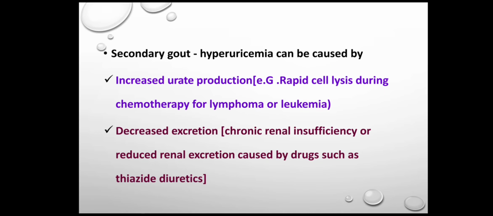Secondary gout is hyperuricemia caused by increased urate production or decreased uric acid excretion. Urate production can be increased due to rapid cell lysis during chemotherapy for lymphoma or leukemia, so production will increase and excretion will also increase. Secondary gout can also occur in chronic renal disease, in which uric acid production will be normal, but there will be reduced renal excretion, because of drugs such as thiazide diuretics.